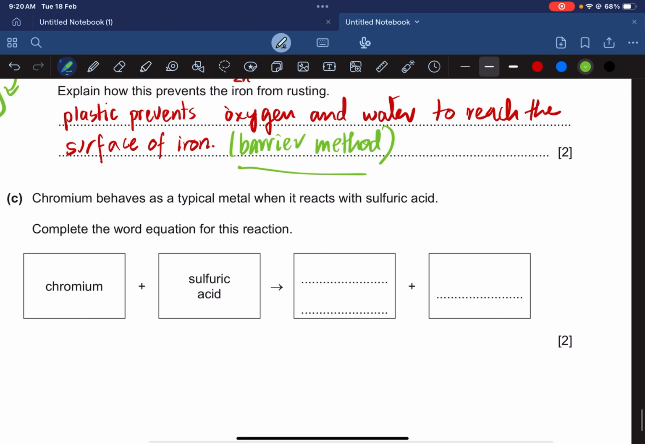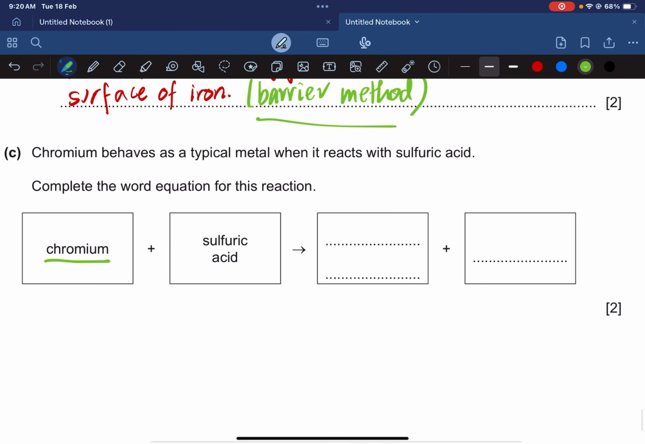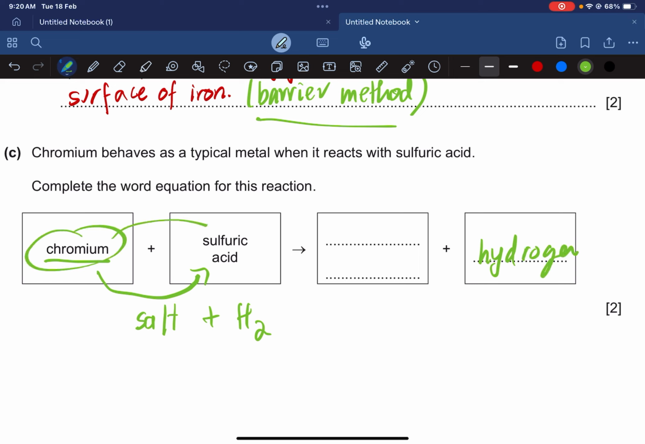Okay, chromium behaves as a typical metal when it reacts with sulfuric acid. Complete the word equation for this reaction. Typical metal plus acid. What are the products? Metal plus acid gives salt plus H2 gas. So over here we're going to write hydrogen, and over here we're going to write the salt. That's going to be chromium sulfate. Okay, chromium sulfate. Let's move on.